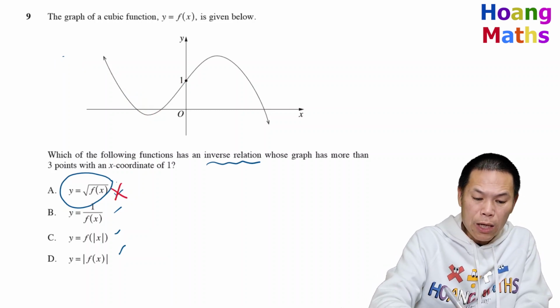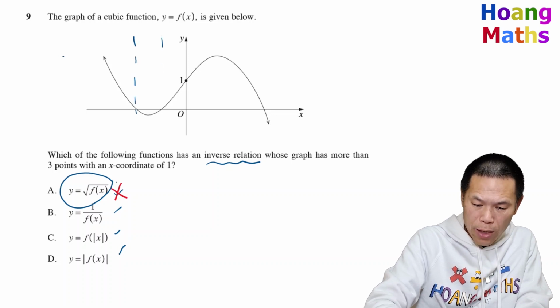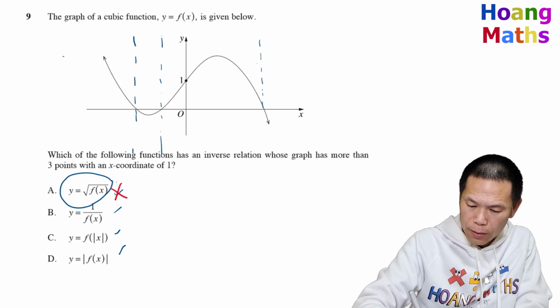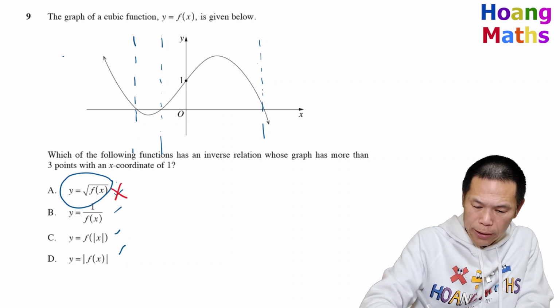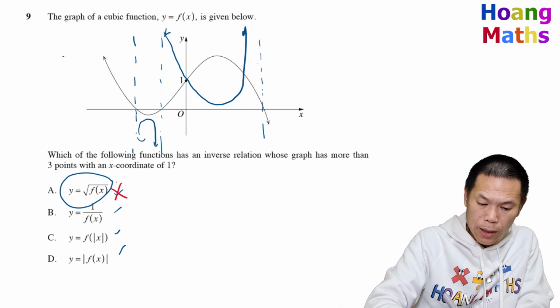And for part B, the reciprocal function, we have the asymptote at. So to sketch this, it is something like this. And this one. And this is like this.